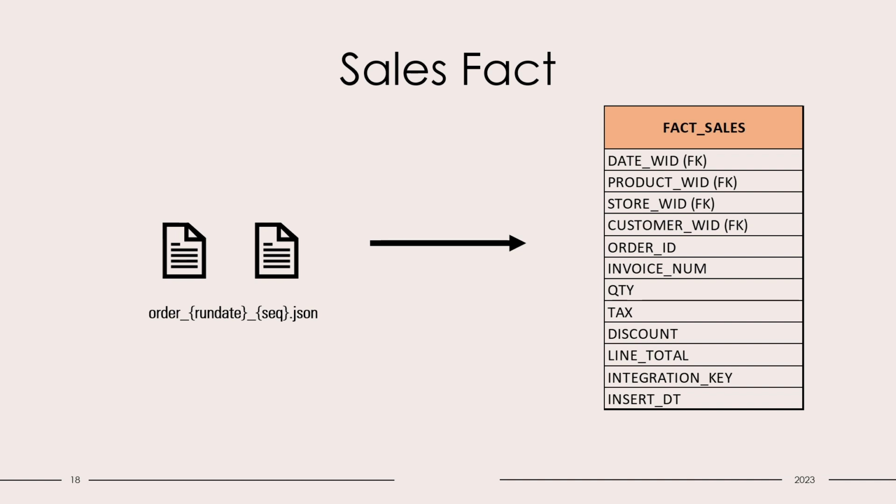The naming convention of the orders or the sales is in the form of order underscore run date underscore sequence.json. We have sequence in the JSON file name because there can be more than one order files present in the landing layer for the same run date. Let's go ahead and see one of the order JSON file example.